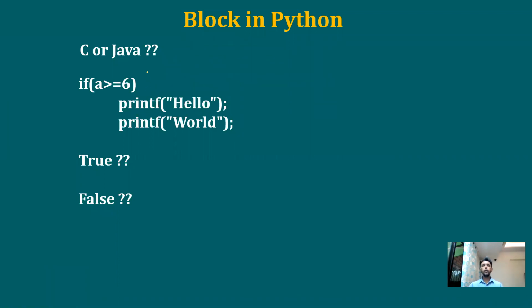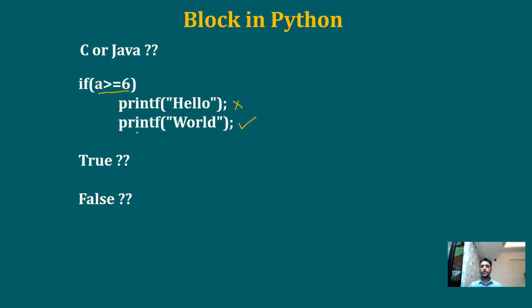All right. So now guys, what I was saying is that if this condition A greater than equal to 6 is false, this statement will not execute. This statement will not execute. This statement will execute. Once again, if this condition is false, printf hello will not execute. Printf world will still execute. Now you may wonder why printf world will execute. So listen to me carefully.